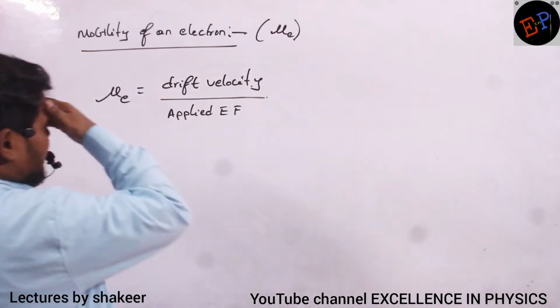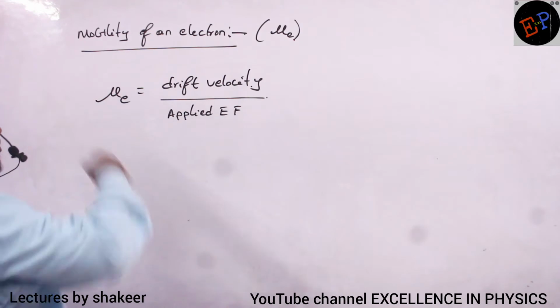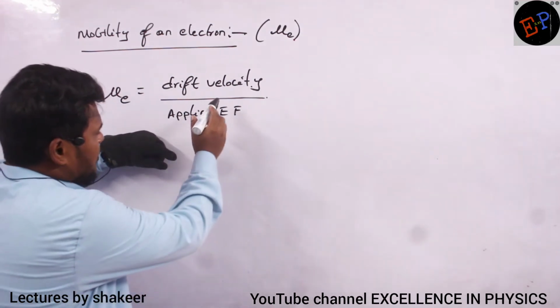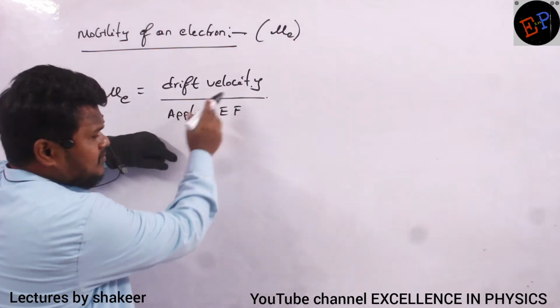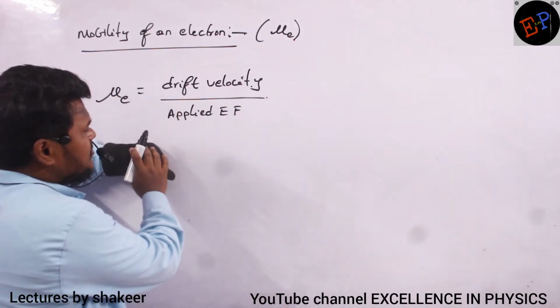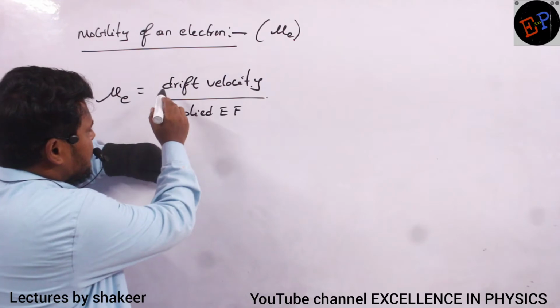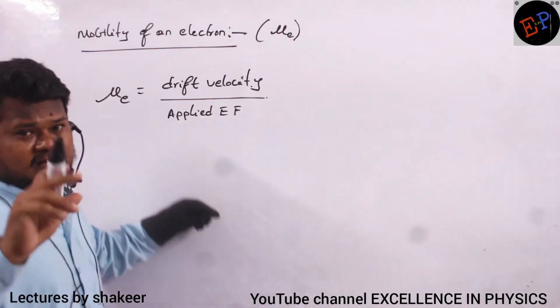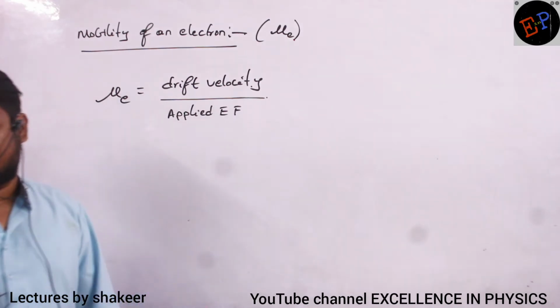So the mobility of an electron, which is represented by mu E. What is meant by mobility? An electron attains how much velocity? Drift velocity. So the electron obtains how much velocity per how much electric field you are applying. That ratio is called the mobility of an electron.